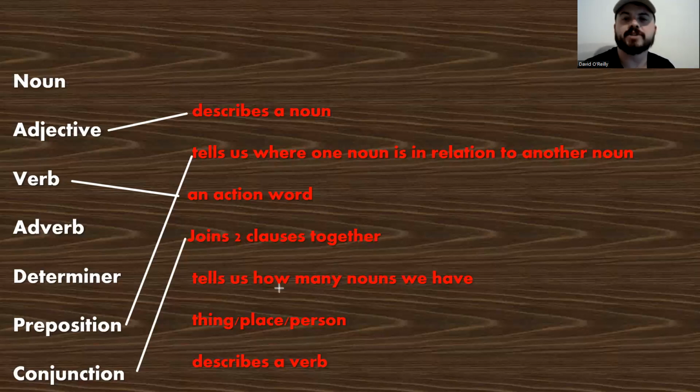The next one tells us how many nouns we have. Which one of these word classes tells us how many nouns we have? Say it aloud before I make the link. The answer is a determiner. A determiner tells us how many nouns we have. Determiners do a lot of things, not just that. But let's remember this basic definition before we go any further into exploring these word classes. A determiner tells us exactly how many nouns we have.